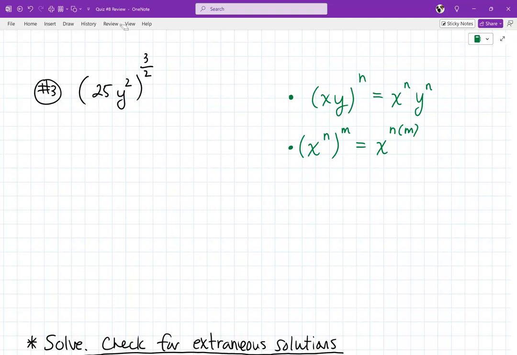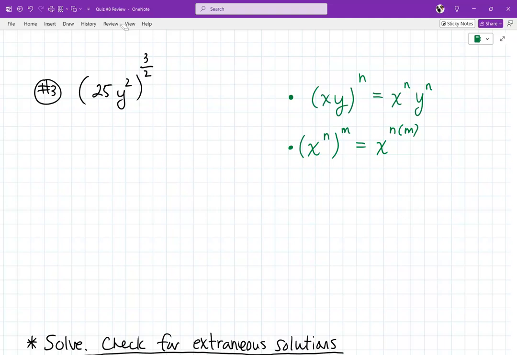But before we go into the actual problem, I just want to remind you of a couple more properties. So the top property right there, xy to the nth power, that's the power of products, meaning if you have two things multiplying each other with the power on the outside, you can distribute that power in.